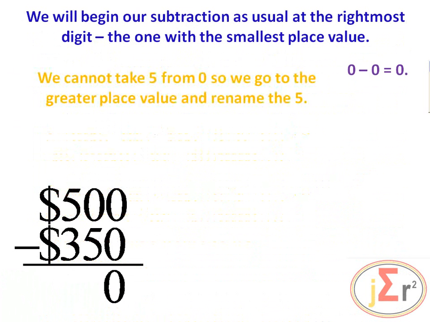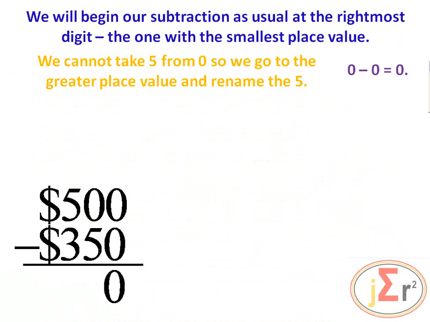We cannot take 5 from 0, so we go to the greater place value and rename the 5. And do not forget that our present place value is this one, correct? Yes. This is the one that we are subtracting in. What do we do? Rename the 5 to 4. And remember that the place value to the left is always 10 times the present place value.